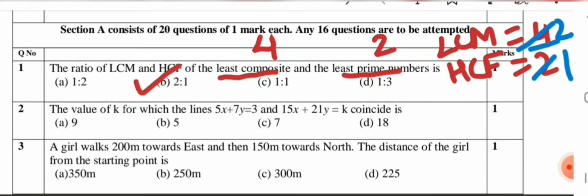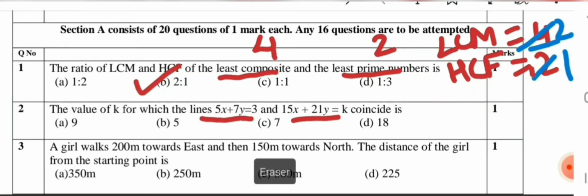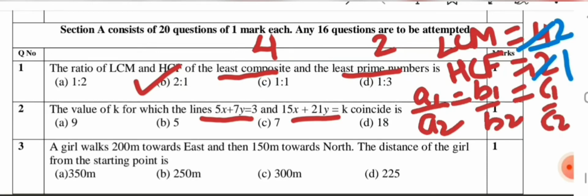Next question: value of K for which the lines given coincide. Now the word coincide means the lines are overlapping. They are coming one above the other. So it is a case of lines having infinitely many solutions. You all know that infinitely many solutions are possible if and only if A1 upon A2 equals B1 upon B2 equals C1 upon C2. So let us use this concept.